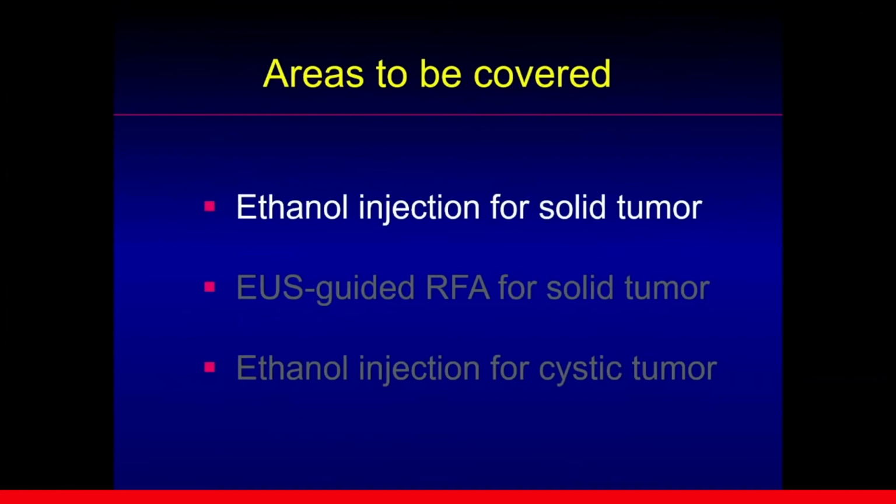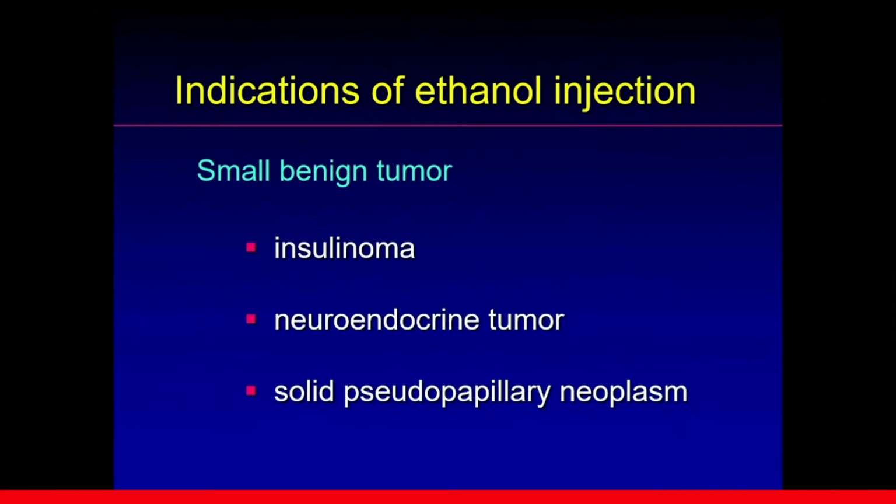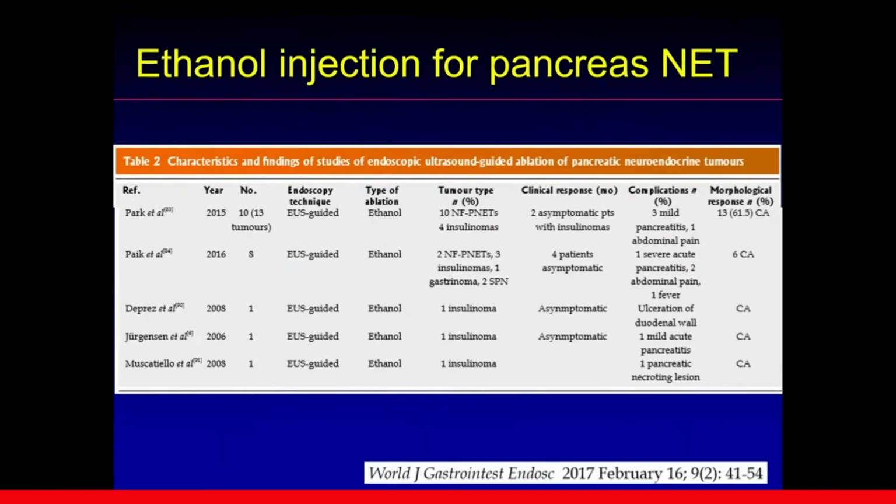Firstly, ethanol injection for solid tumor. Ideal indication of ethanol injection are small benign tumors such as insulinoma, neuroendocrine tumor, or solid pseudopapillary neoplasm. If you see this review article, we can realize that this technique is investigated by several study groups showing effectiveness and safety.